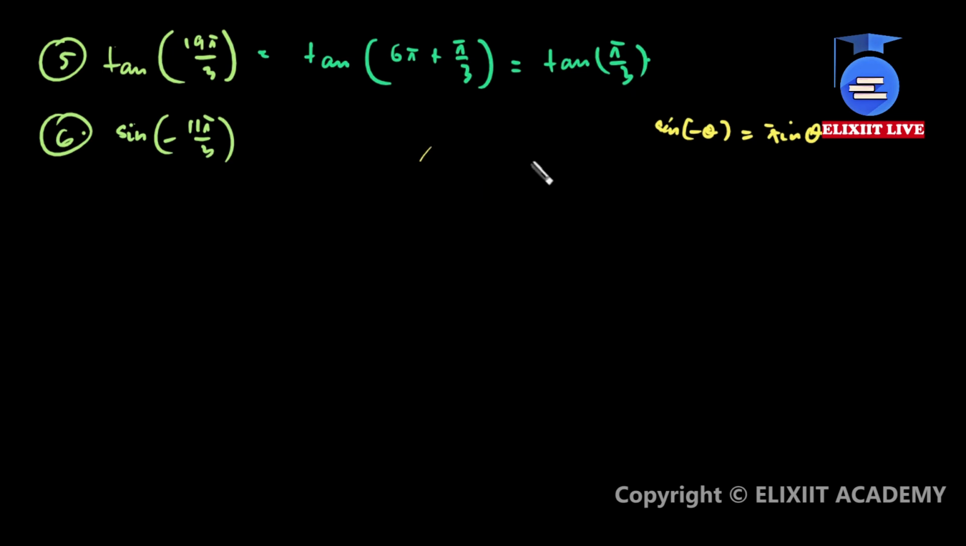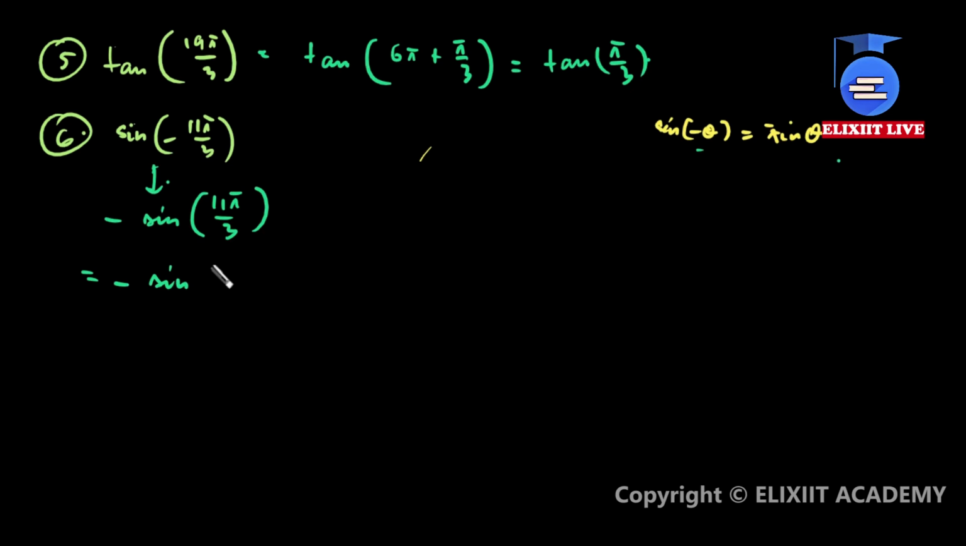We have sine minus 11 pi by 3. So you take minus common, because sine minus theta is minus sine theta. So it is minus of sine 11 pi by 3. This 11 pi by 3 we can write in this manner. First of all, we have an odd multiple of pi, 4n plus 3 pi by 3. Odd multiples of pi.